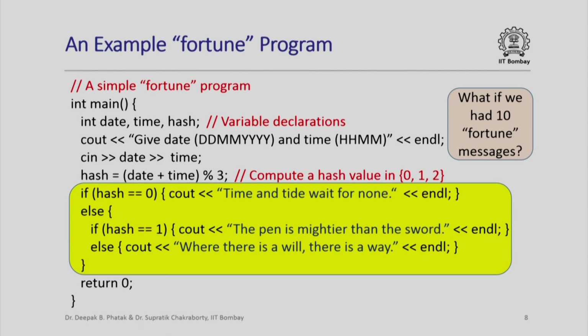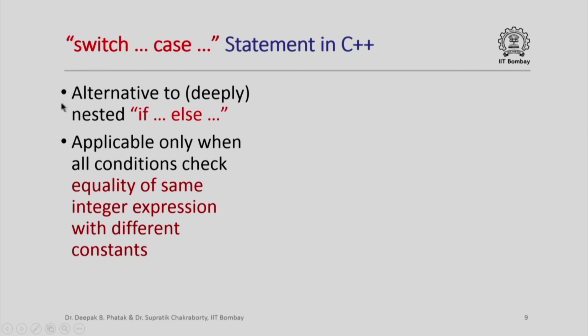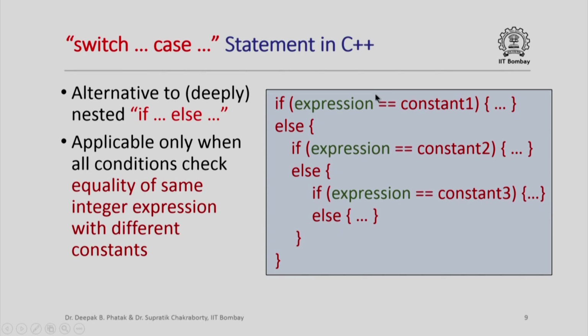While that would be a legitimate C++ program, it is not the most convenient to write, neither is it the most convenient to read. So C++ basically provides an alternative to deeply nested if else statements. The point to note is that this alternative applies only when all conditions are of a particular form. Specifically, they must check whether the same integer expression is equal to different constants.